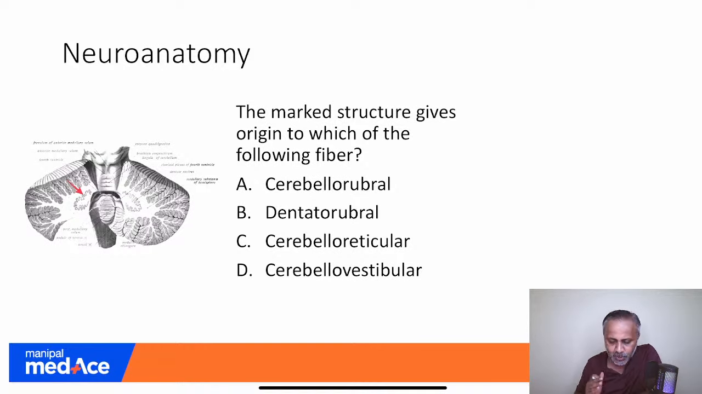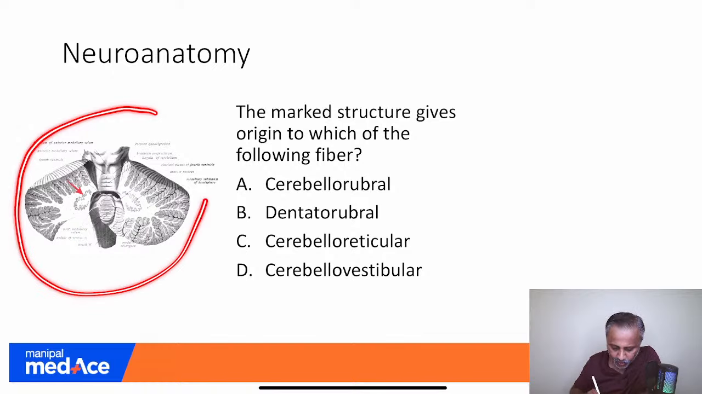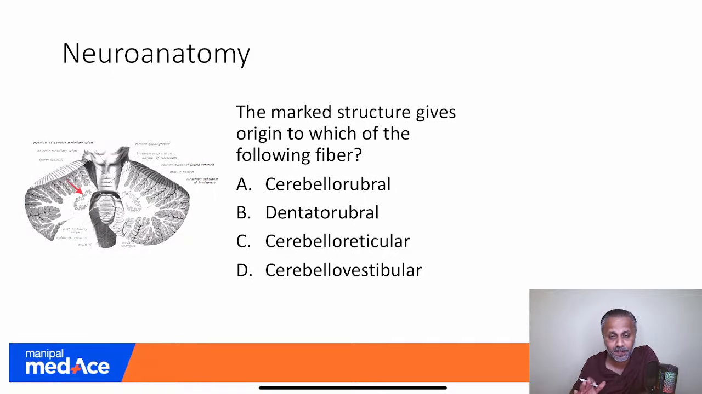Okay. This was one of the image-based questions which was recalled by our students. They said this was the question. So let's go through the question to begin with. The marked structure gives origin to which of the following fibers? This may not be the exact question, but this is how most of the students recalled. The section was not the same section. I've taken a reference image.